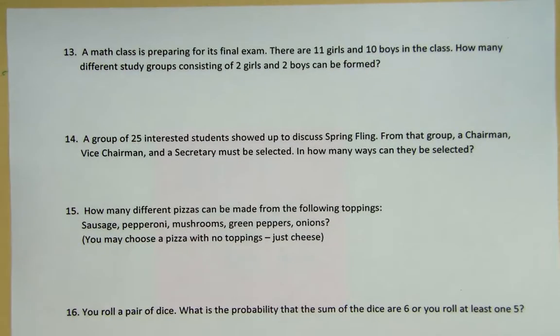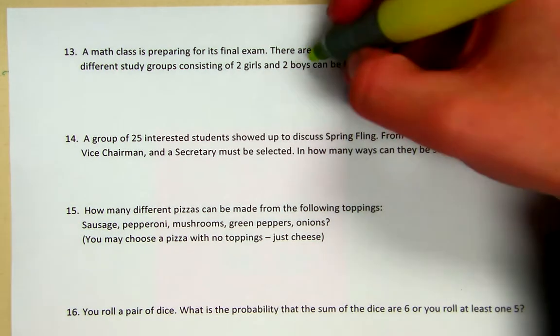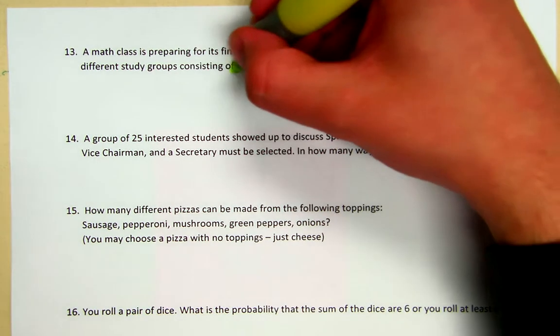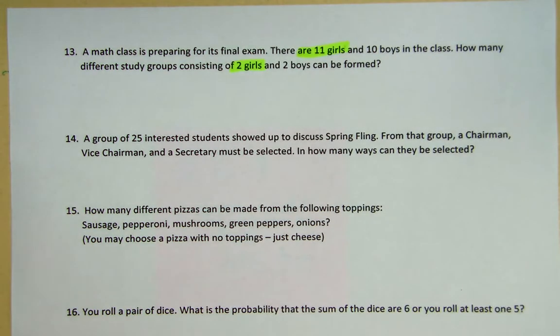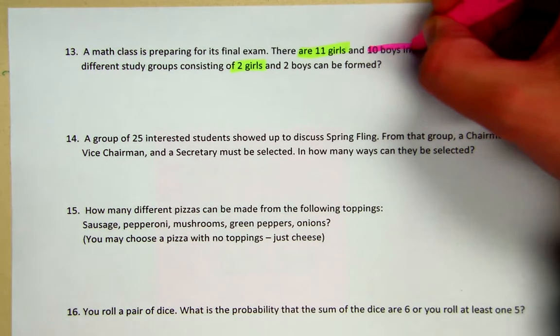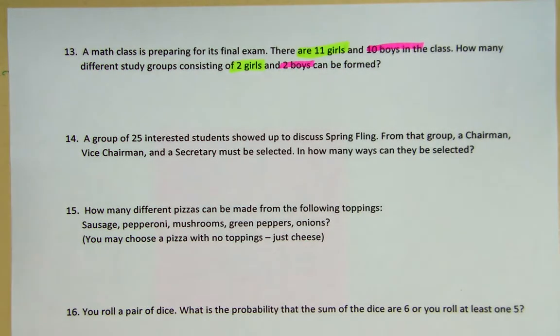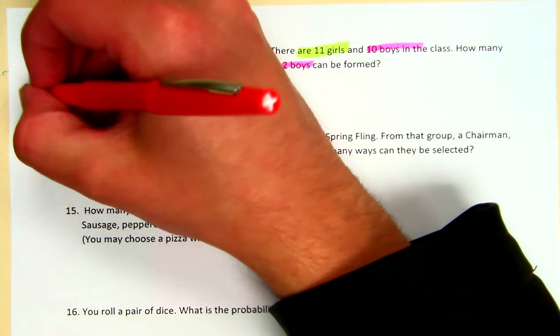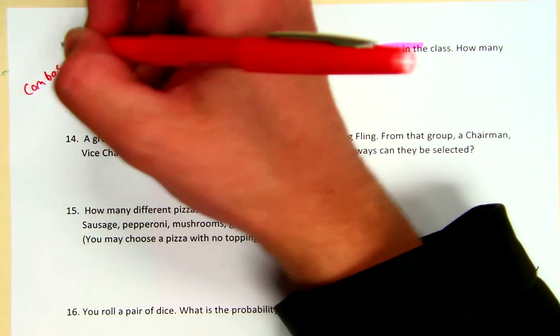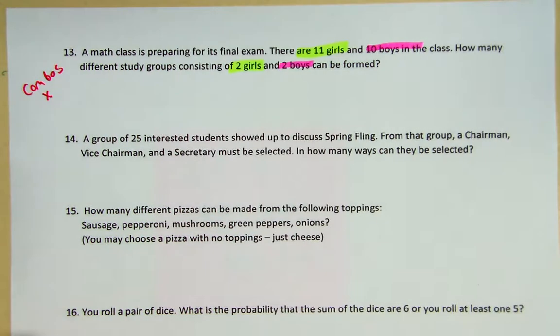Alright, number 13 is kind of a tricky one. We've got a math class preparing for its final exam. There's 11 girls, 10 boys in the class. How many different study groups can you have of 2 girls and 2 boys? So there's 2 events going on here. We've got 11 girls and we want 2 in each group. We have 10 boys in the class and 2 boys can be in the groups. But these groups go together. So this is actually combinations, but we're going to multiply them.